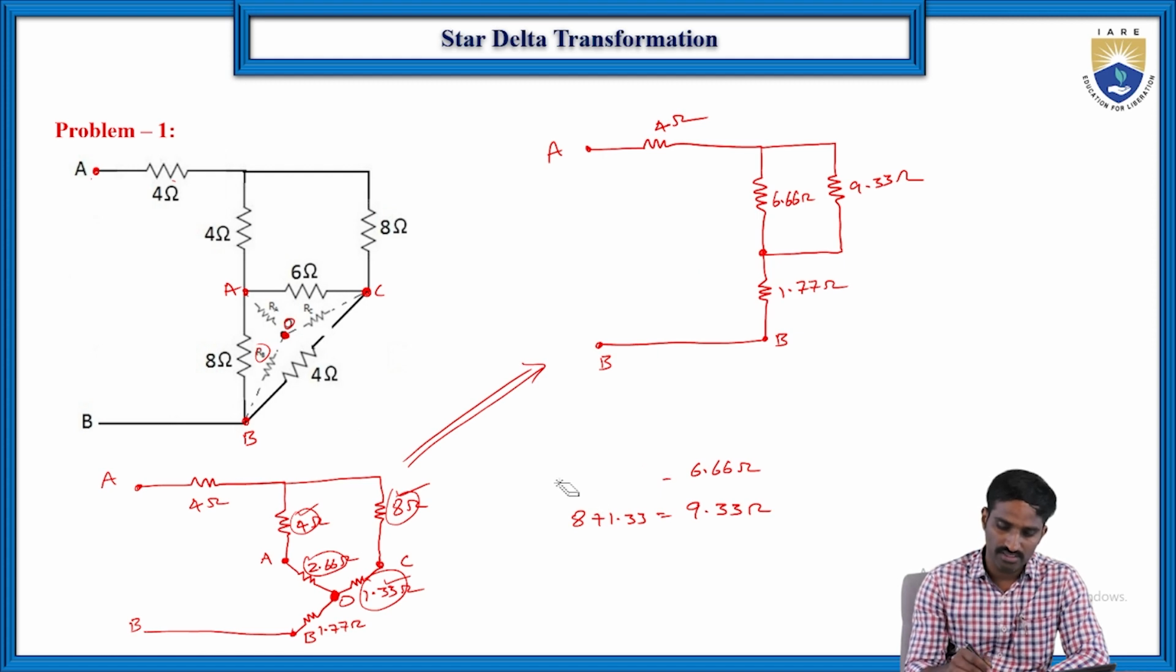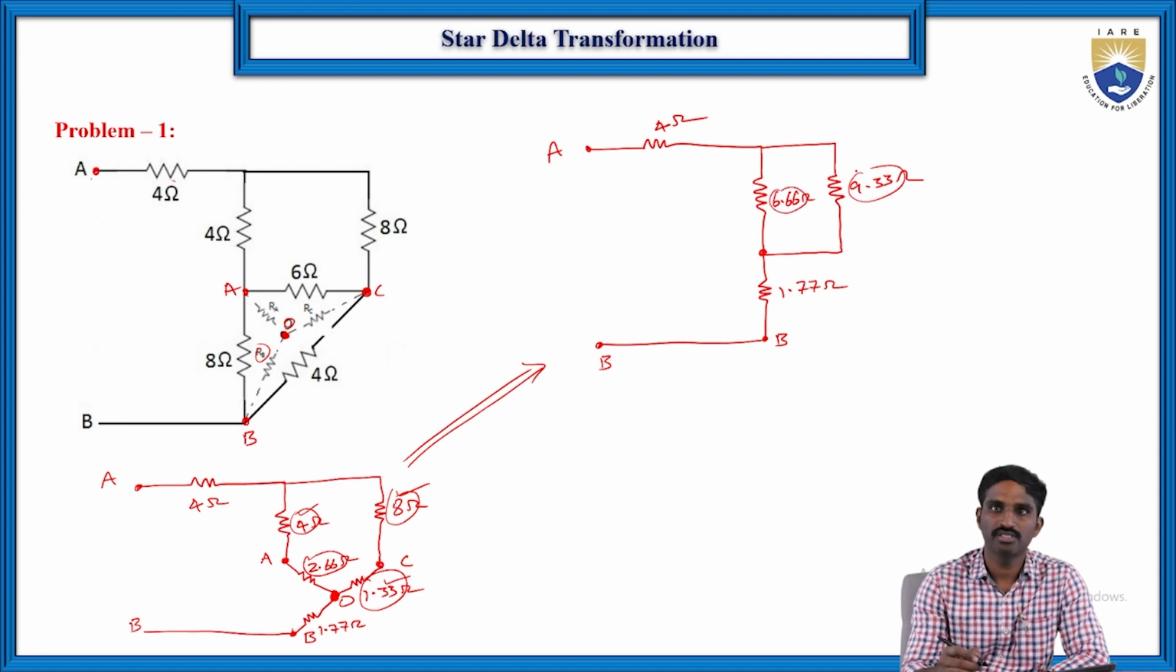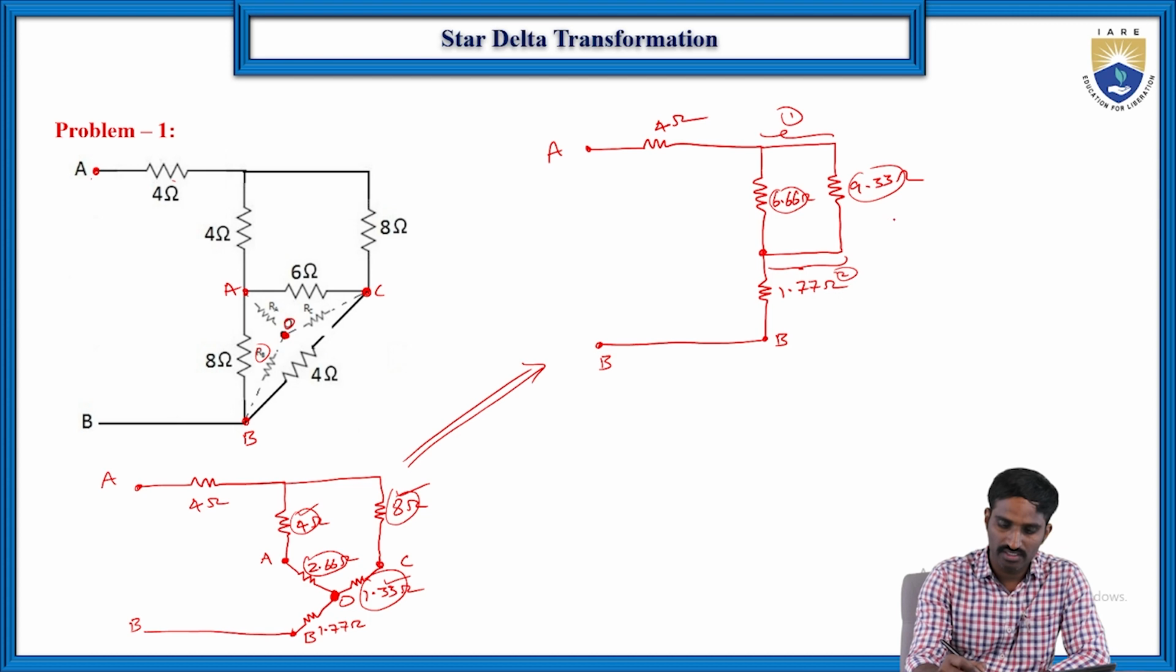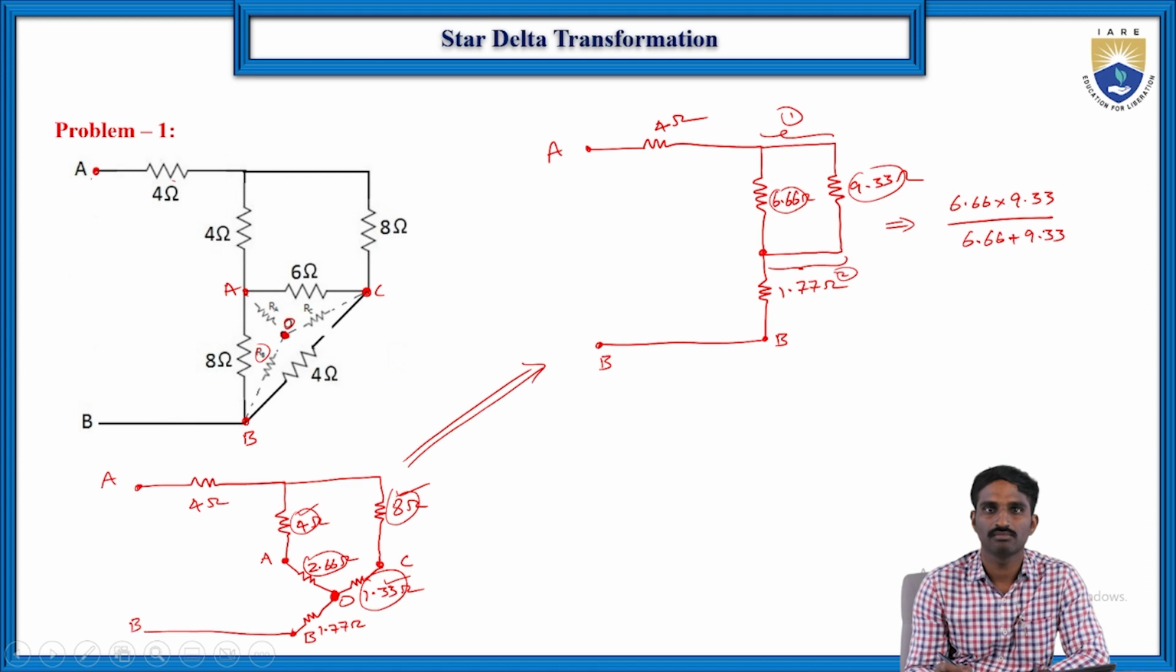Now again let us see if there are any other combinations. Of course, as you can see here, these 6.66 and 9.33 are in parallel, because these two are having two common nodes. So this is one common node and this is another common node. So then the equivalent resistance will be 6.66 into 9.33 by 6.66 plus 9.33, right?